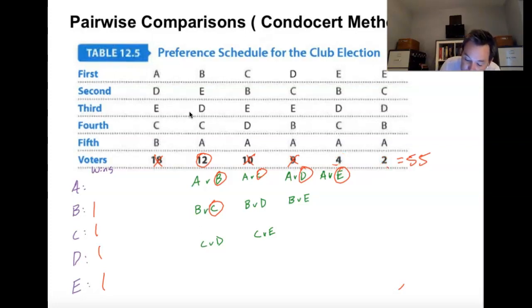All right, let's look at B versus D. Need to mark that tally down for C. B does not win the first column, does win the second, does win the third, does not win the fourth, does win the fifth, does not win the sixth. So this is a close one. In this one, B gets 26, which is still less than half of the 55 votes, right? So D wins that one.